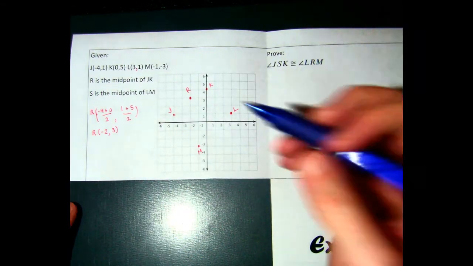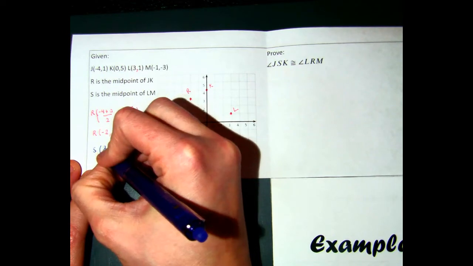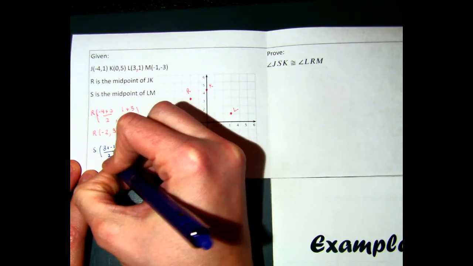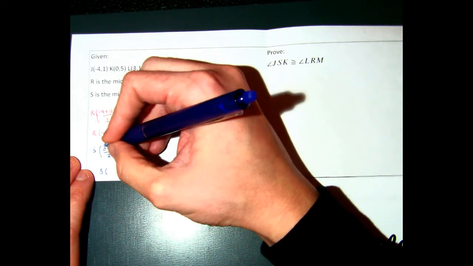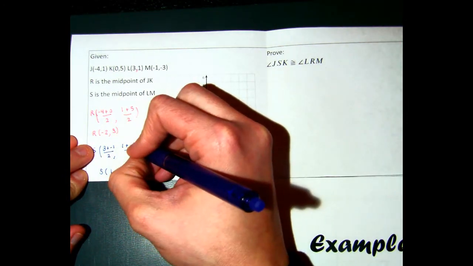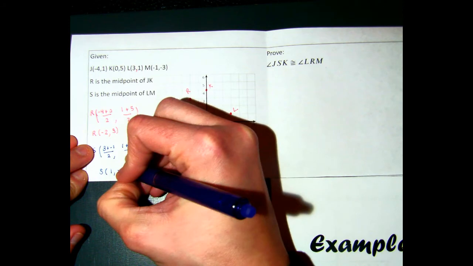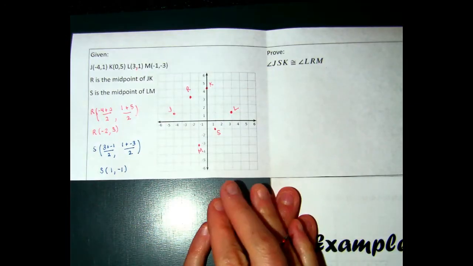Alright, I'm going to go ahead and find S as well. Same process. It's just now it's the midpoint of LM. So 3 plus -1 over 2, and 1 plus -3 over 2. Likewise, I'm going to simplify that. So for S, the x coordinate is 3 plus -1, which is 2, divided by 2 is 1. And 1 plus -3 is -2, divided by 2 is -1. So I'm going to go and graph 1, -1. There is S. Alright, now this is what I'm given.